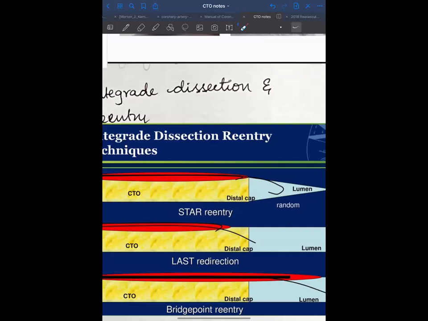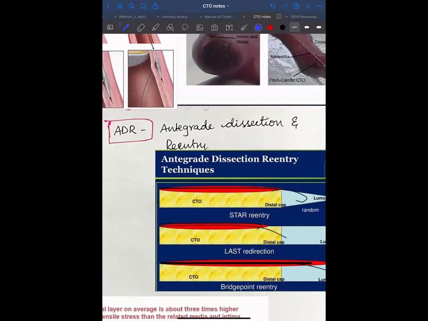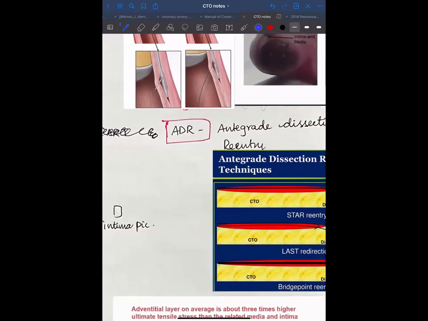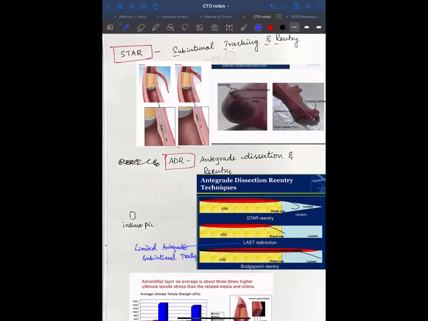So STAR we have seen, subintimal tracking and re-entry we have seen. LAST stands for limited antegrade subintimal tracking. So what is LAST is basically that, as we can see here, in STAR we will re-enter only after the distal part has come into the true lumen.